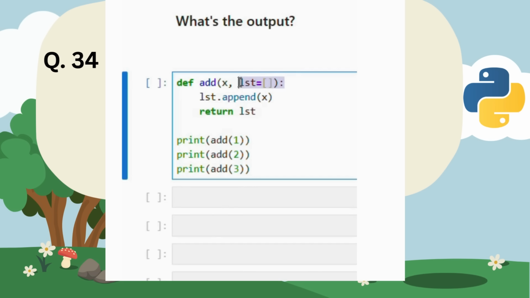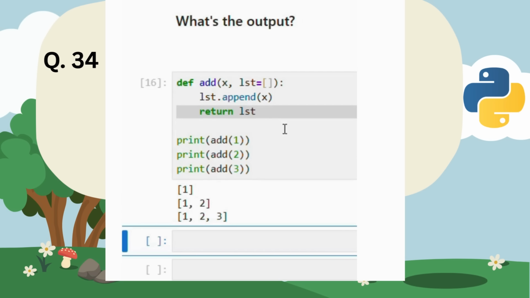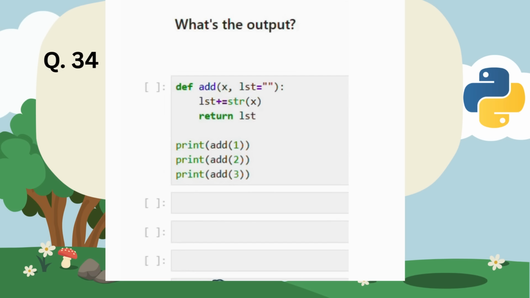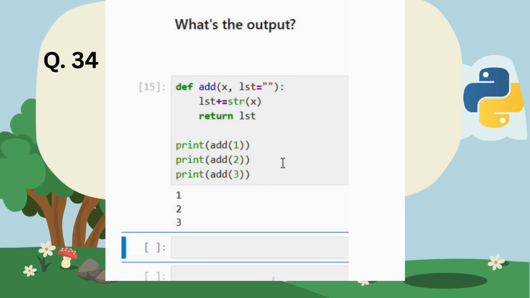In Python, default arguments are created only once when the function is defined. Since we used a mutable list as the default, every call reuses the same list, and it keeps growing with each append. But wait, if we use a string instead, each call starts fresh. That's because strings are immutable, so Python can't reuse and mutate the same one. It has to create a new string every time.